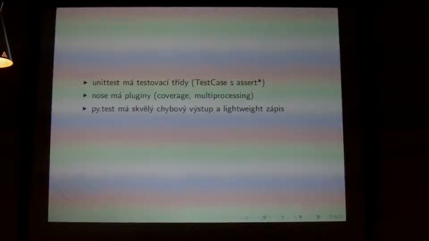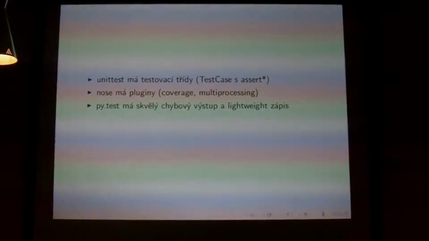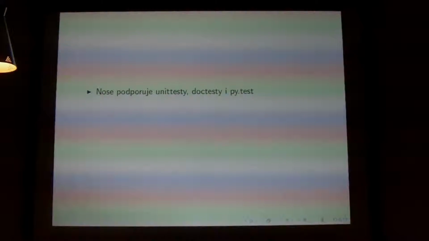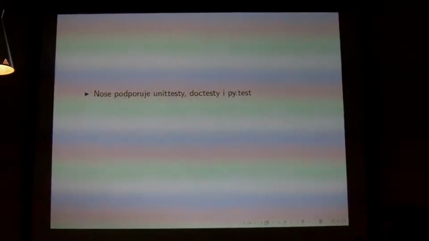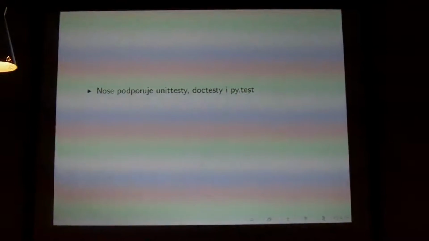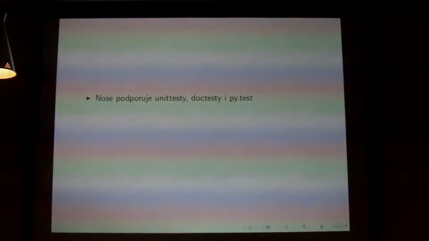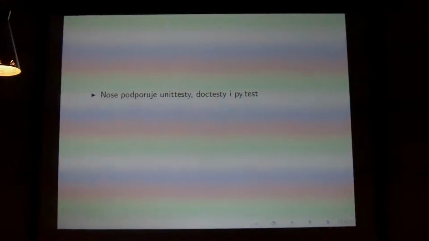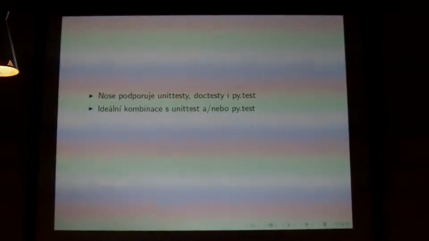So unit tests have test cases. The nose has plugins, which is quite handy, and the PyTest has a great output when something breaks, and you need to know what causes the failure. So I think the best combination is just use nose for running the test and then write your tests in anything you want, either doctest, unit test, PyTest. It really doesn't matter, and nose works as a really great test runner. I think there's some more. Yeah, so it's an ideal combination.